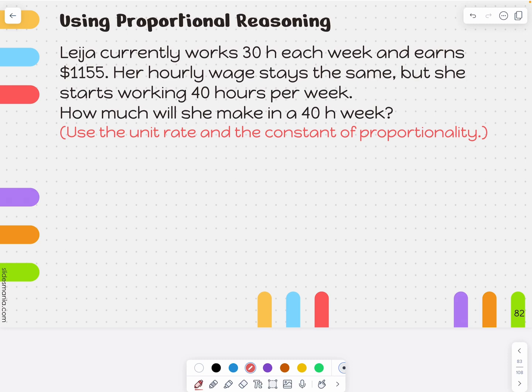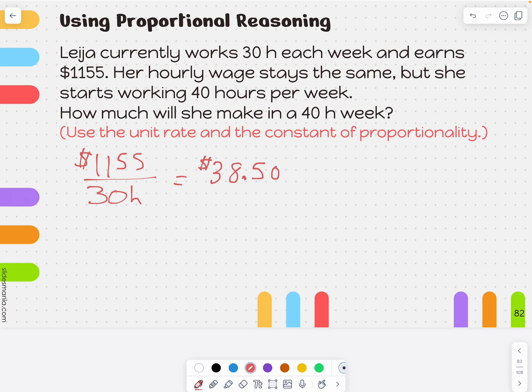So, she is currently making $1,155 when she works 30 hours. The unit rate is how much she's making each hour. So you take the money, divide it by the quantity of hours she's working, and she is making $38.50. That unit rate is the constant of proportionality. Every hour she works, she gets paid $38.50.